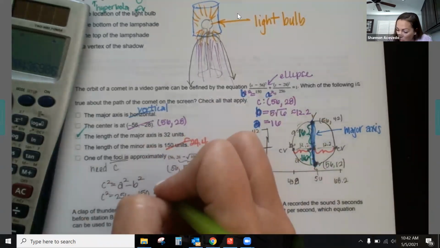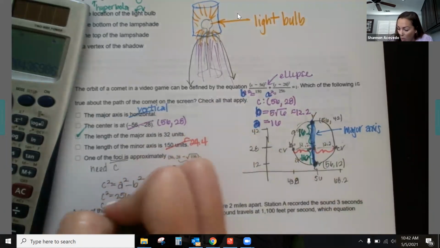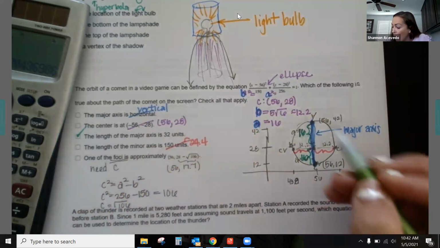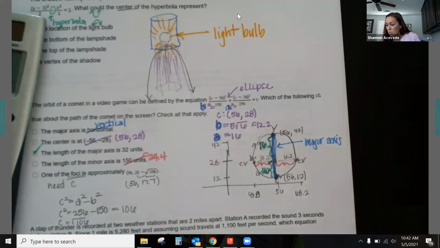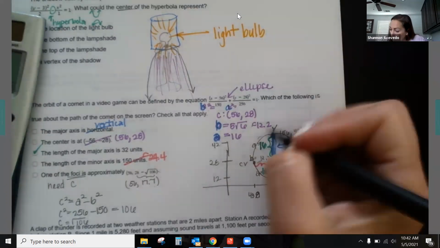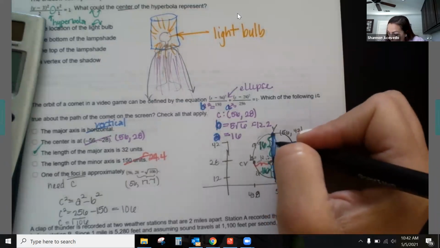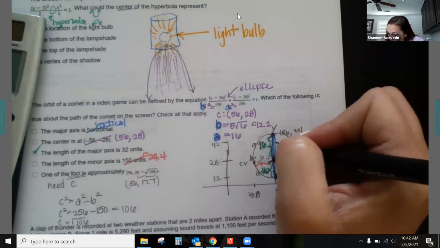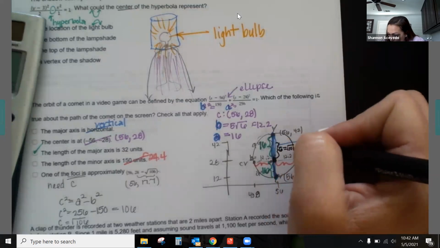256 minus 150 is going to be 106. So C then is the square root of 106. Okay, so I need to figure out where that C value is going to be. I know that I'm going to go up a value of C from my center. So this is going to be my value of C, which is the square root of 106.